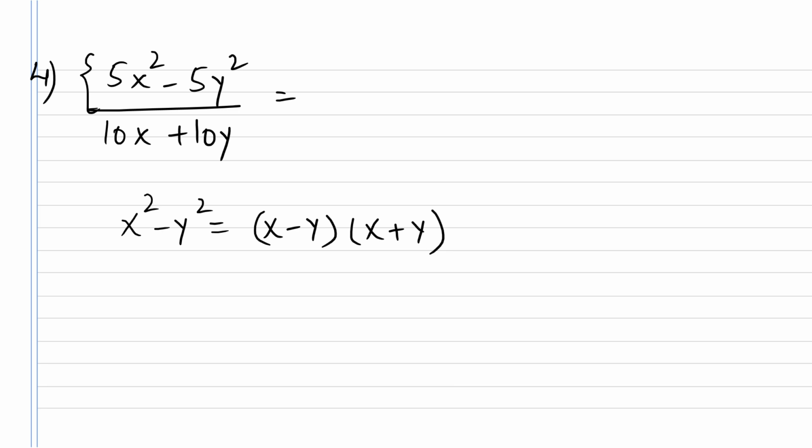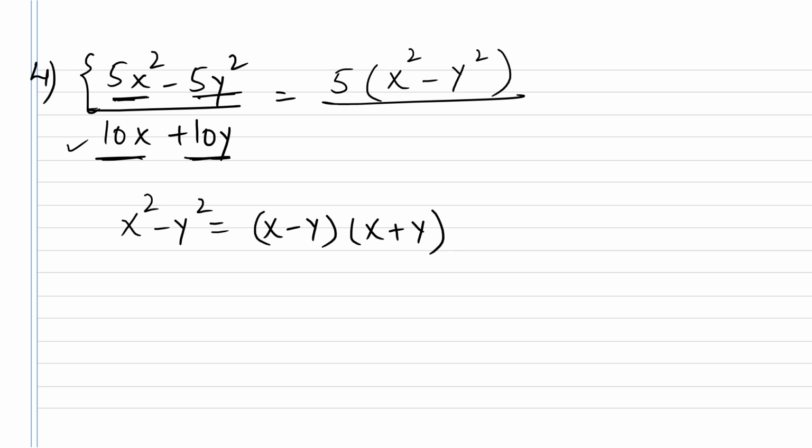So the first step is I will take out something common from the numerator. So it's 5x square minus 5y square. So 5 we will take out common. From the first term 5 out, so I'm left with x square. From the second term 5 out, I'm left with y square. From the denominator, can I see something common which is present in both the terms? 10. So 10 out. From this term x is left, and from the second term y is left.